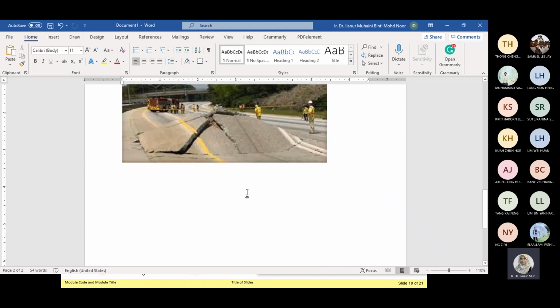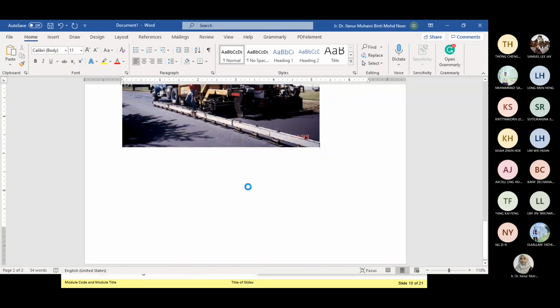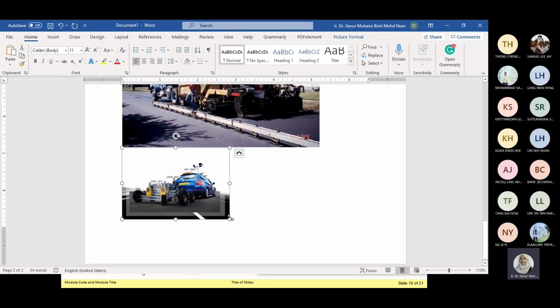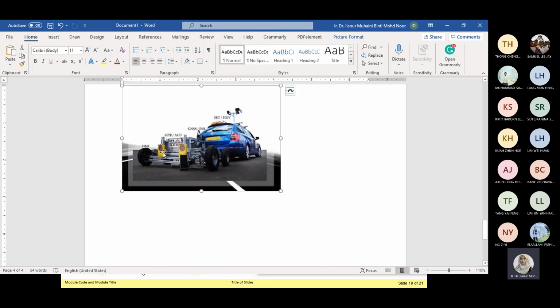So for pavement, there is a certain thickness to do the pavement for the highway. Here is the sensor. This is the ultrasonic sensor to detect the height, how far.